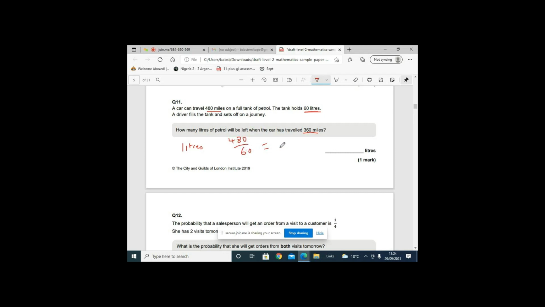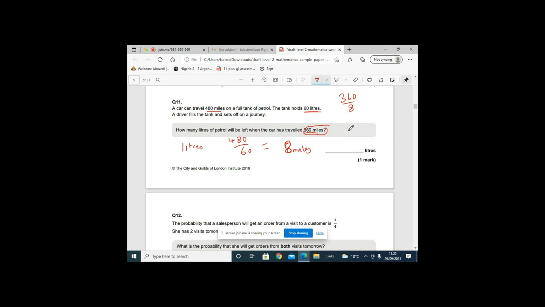What is 480 divided by 60? It's 8. Yes, it's 8 miles. So it's 8 miles now. And how many liters will actually be left? So what you have to do is, how many liters do you think it's going to use to cover this one? Then you times it. No, you have to know it's 8 miles, that's covering 1 liter. So for 360, what's 360 divided by 8?